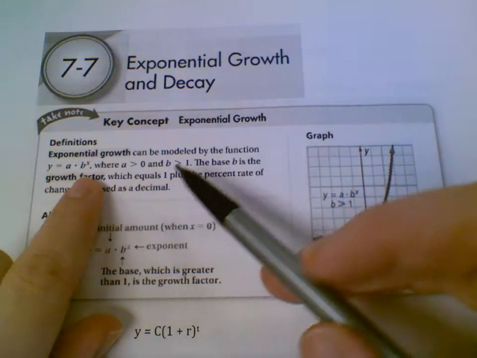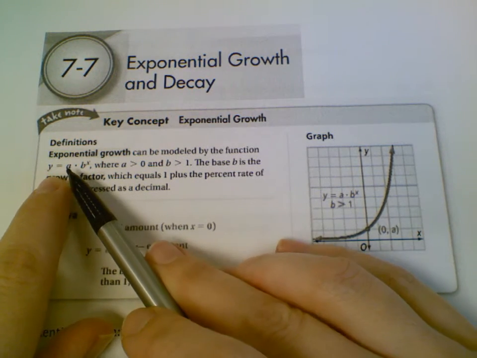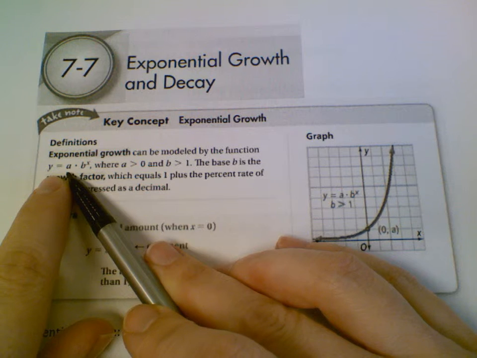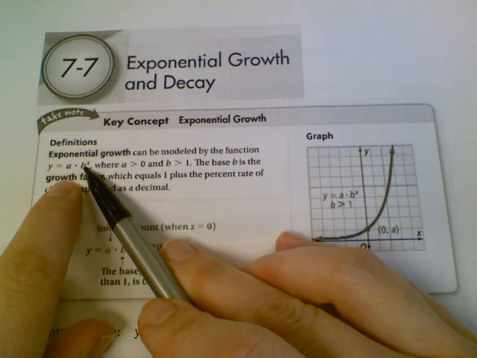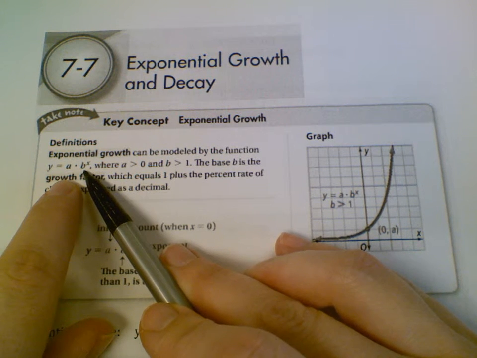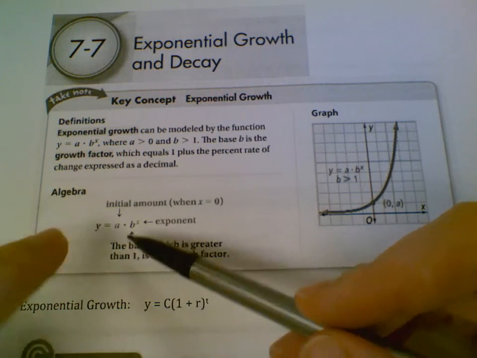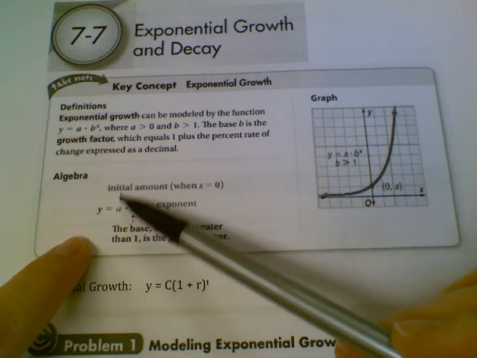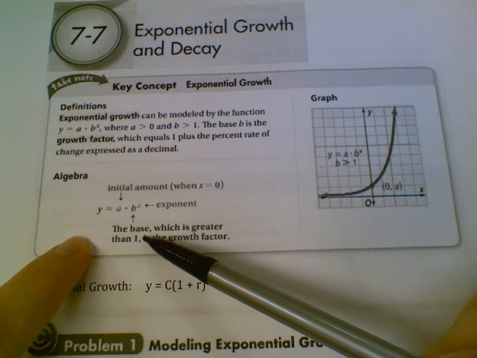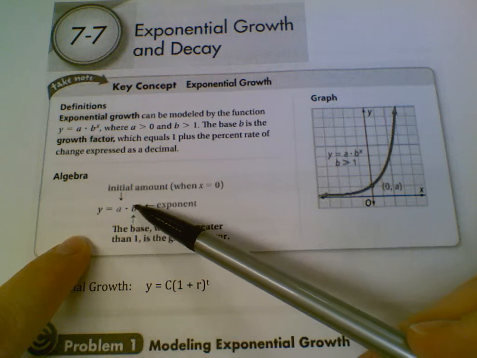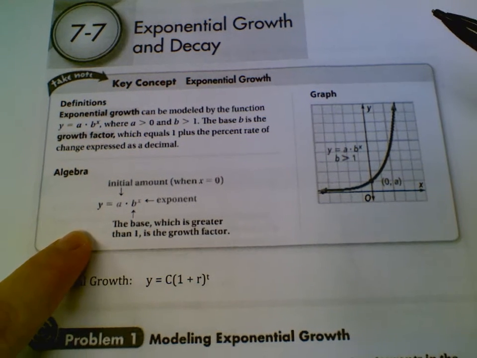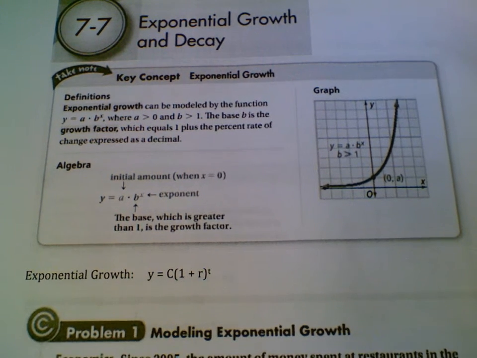It also means that my initial amount will be greater than 0 and my growth factor, the b, will be greater than 1. So in this format, remember my initial amount is this a value, and my base or my growth factor is going to be something bigger than 1 if it's going to be exponential growth.